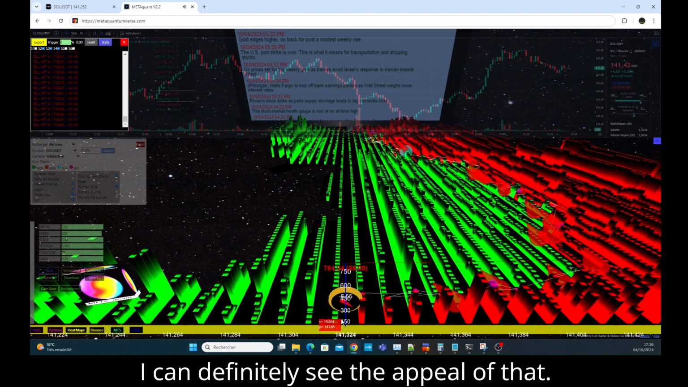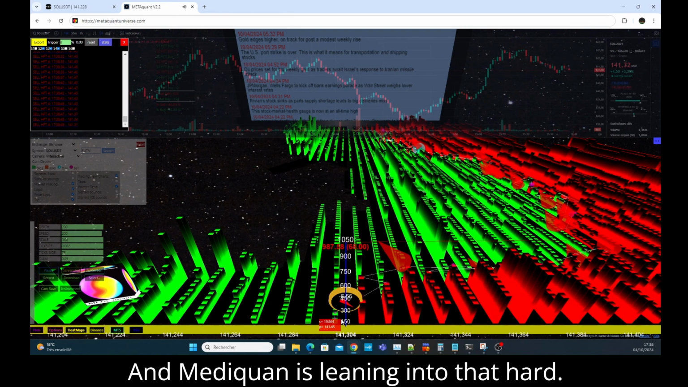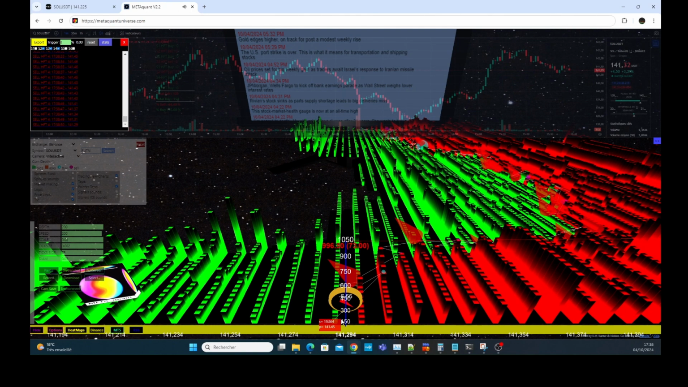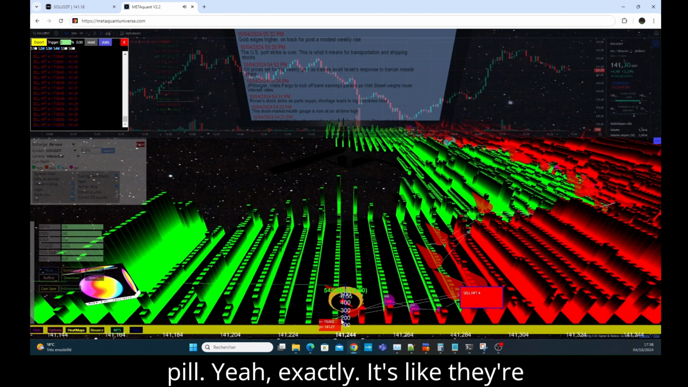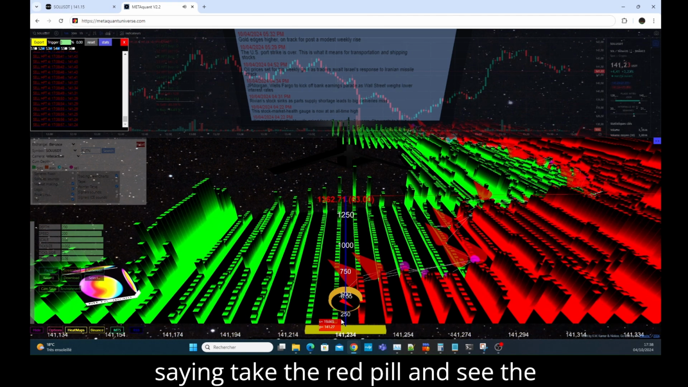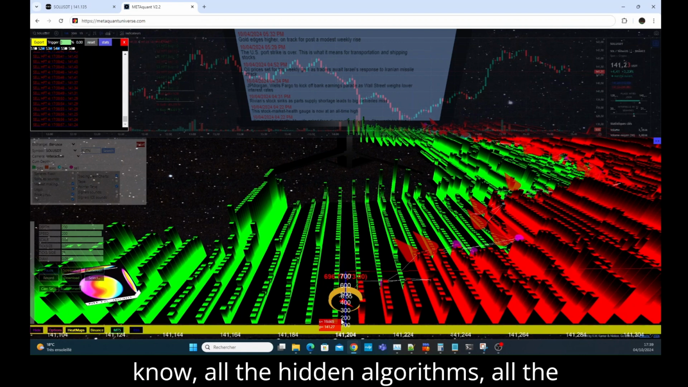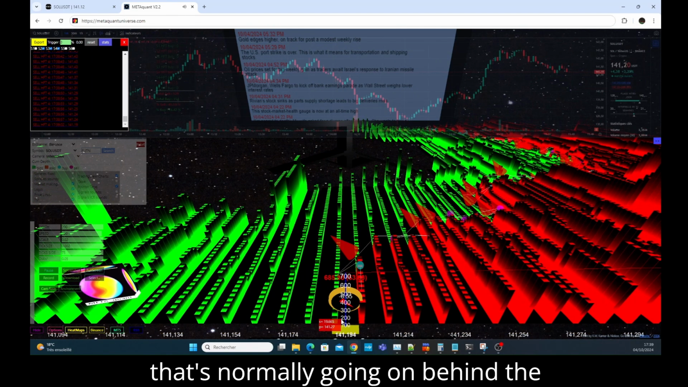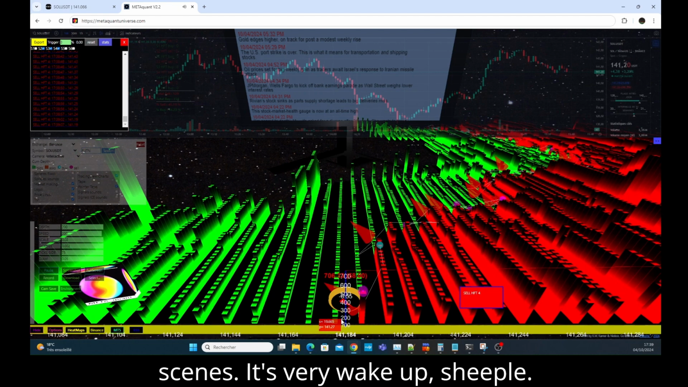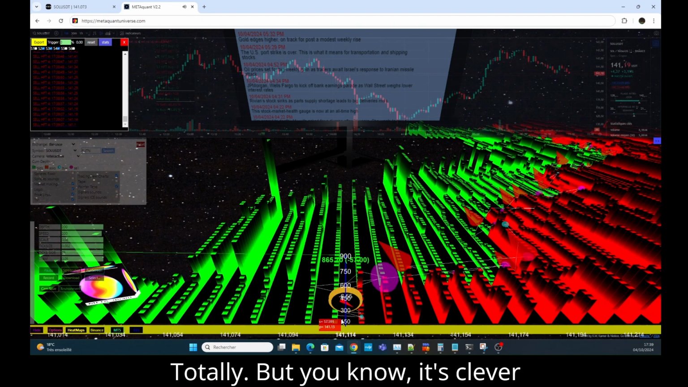Yeah, I can definitely see the appeal of that. And Metaquant is leaning into that hard, especially with this whole matrix thing they've got going on. The red pill, blue pill, yeah. Exactly. It's like they're saying, take the red pill and see the market for what it really is. Yeah. All the hidden algorithms, all the high-frequency trading, all the stuff that's normally going on behind the scenes. It's very wake-up, sheeple. Totally.